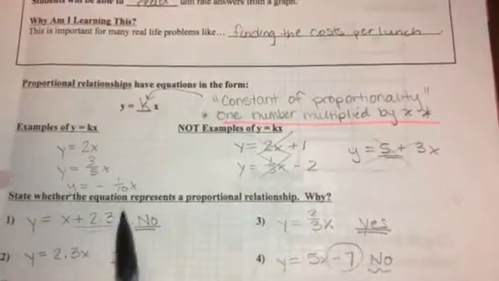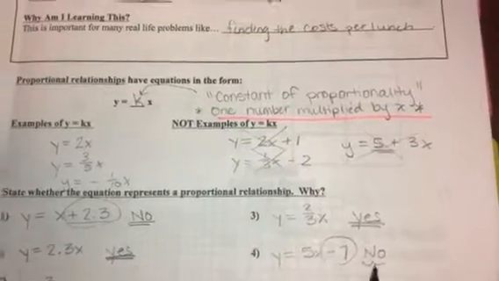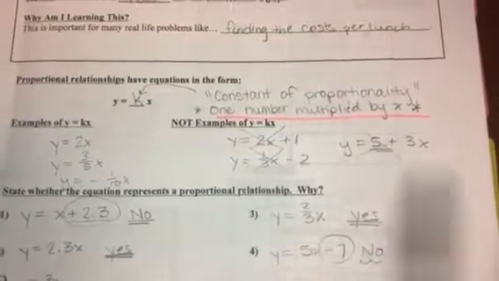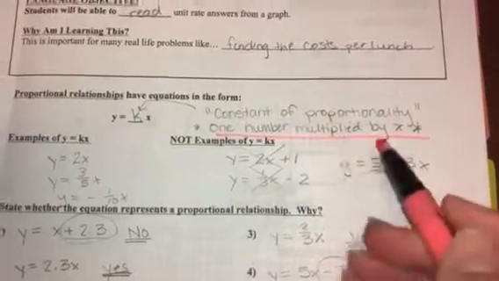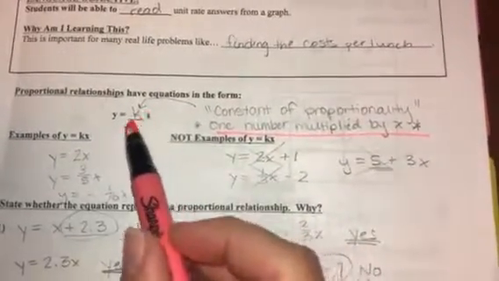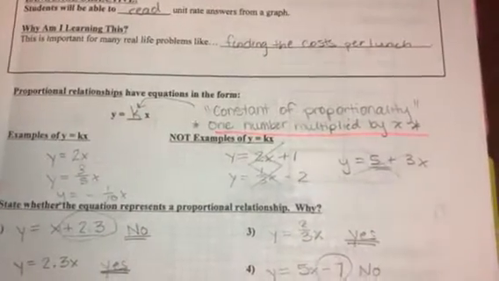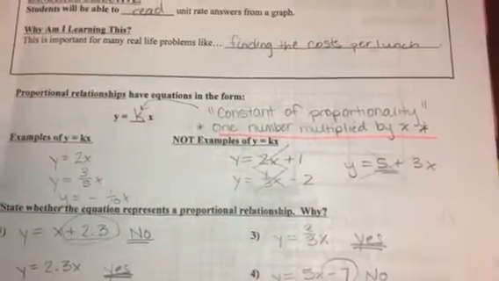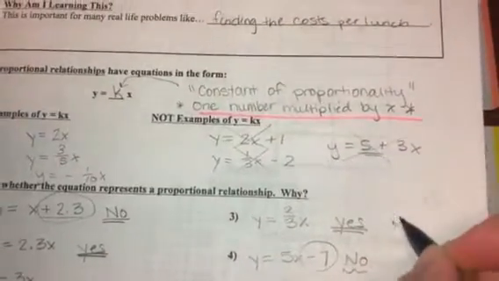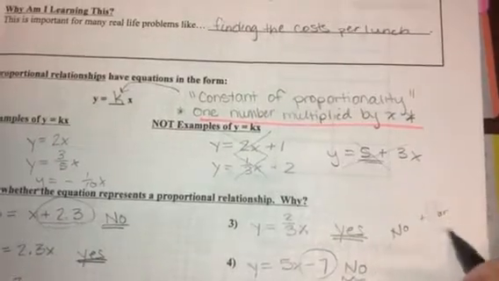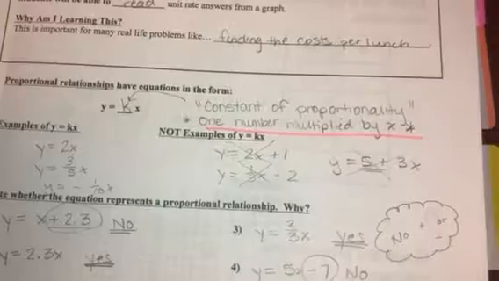So anytime we have an adding or subtracting to something that had been multiplied by x, then it's going to be a no. So proportional relationships are just one number multiplied by x, or in other words, something being multiplied by that x term with no adding or subtracting. So if you wanted to fill in no adding or subtracting, you could write that to the side. No adding or subtracting is the rule for proportional relationships.